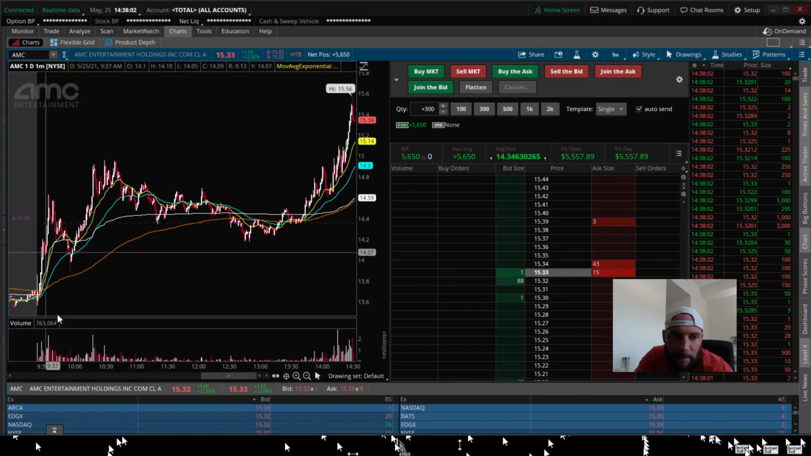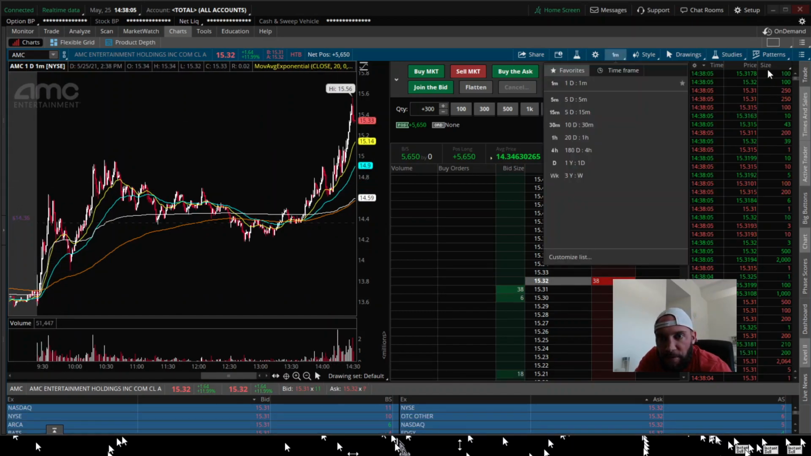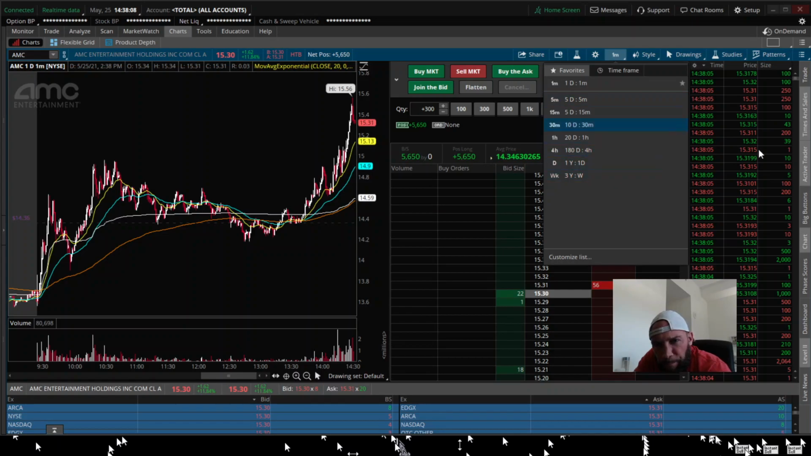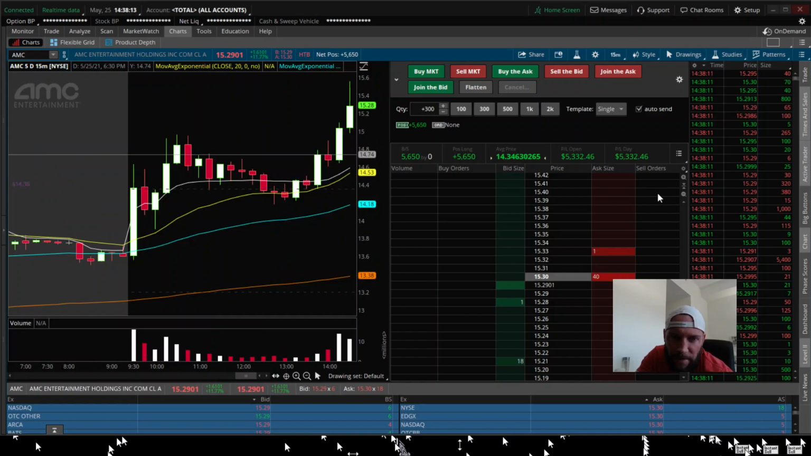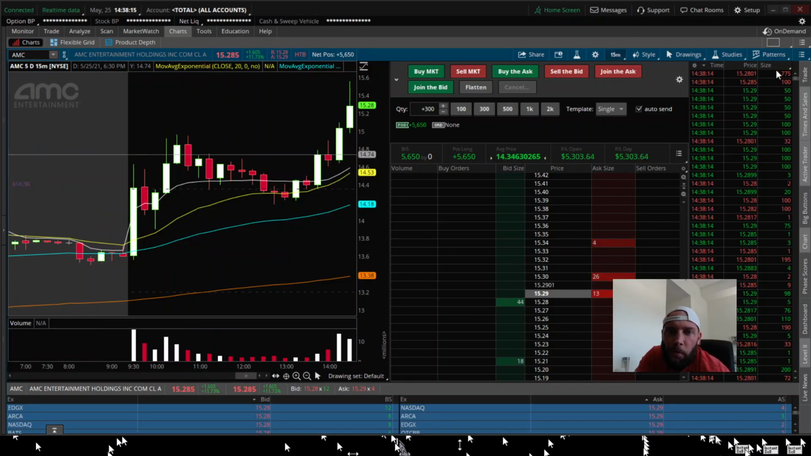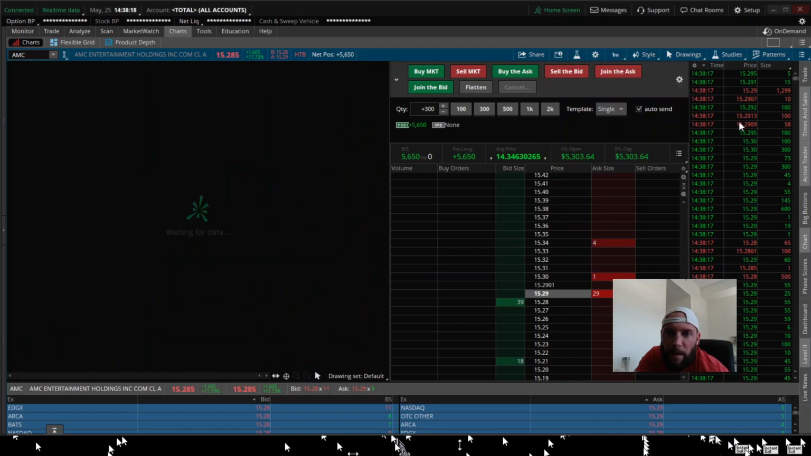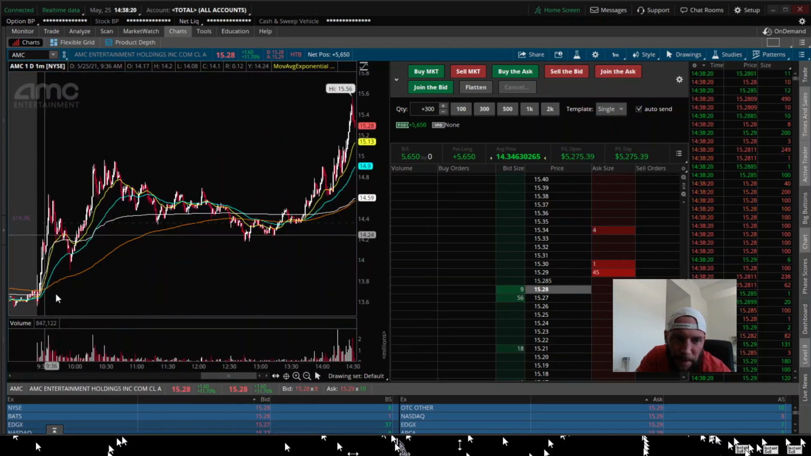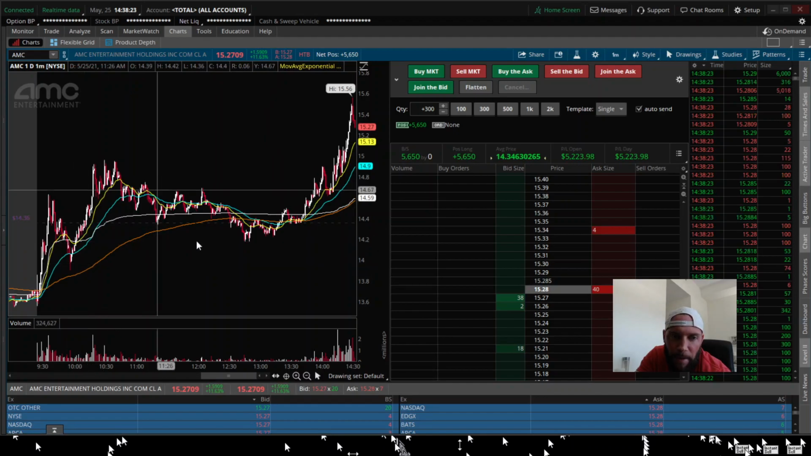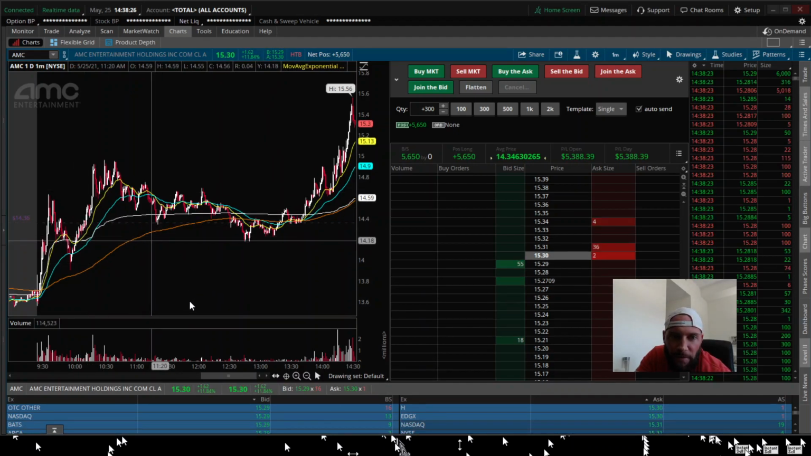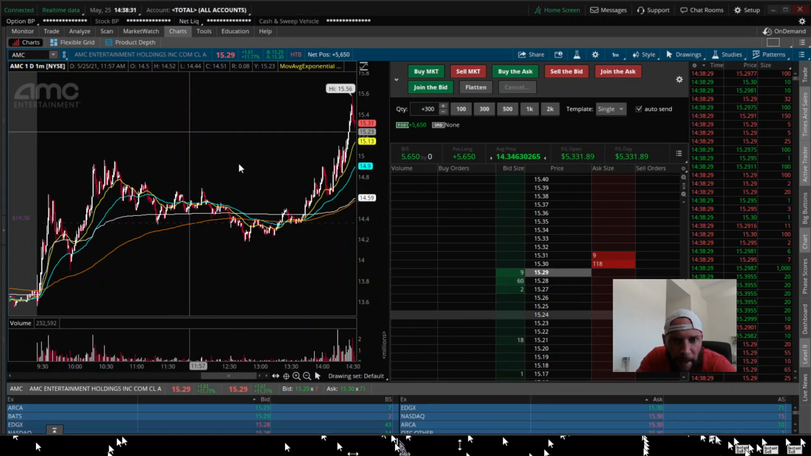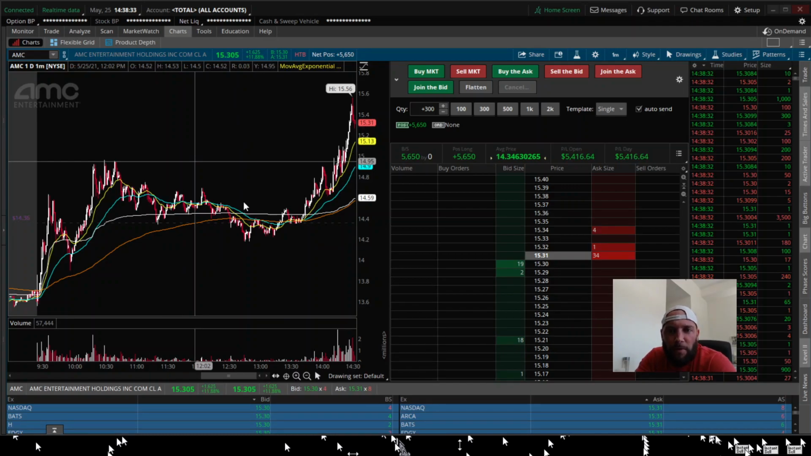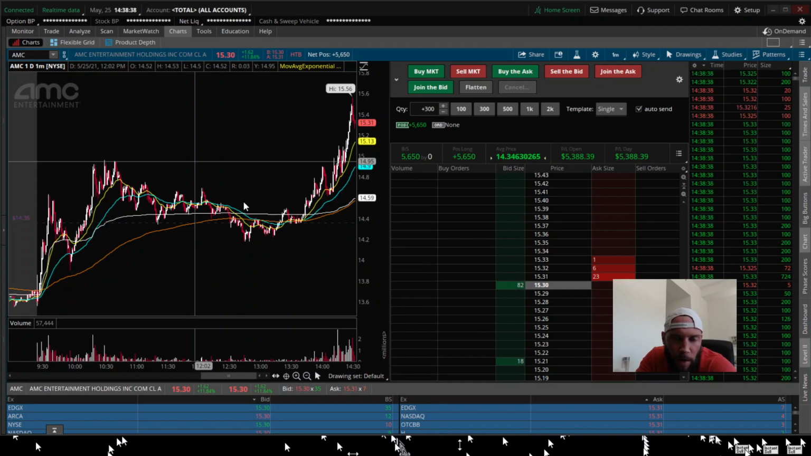Let's compare this 15-minute chart of AMC today to the 1-minute chart. You can get a lot more information on the 1-minute. You can see when to buy, when you got your dip. The support and resistance are a little bit more exact. It's really the person's preference, whatever you want to do, but I like the 1-minute chart.